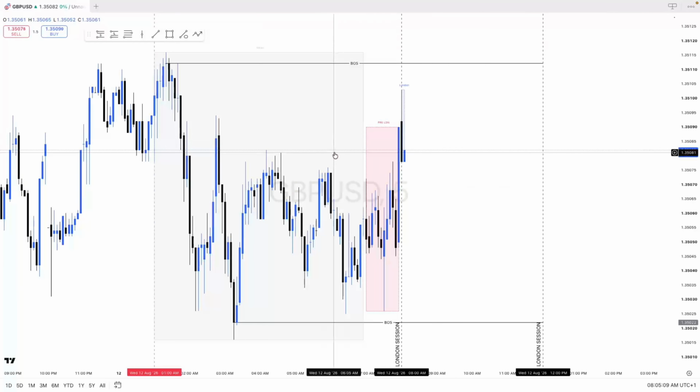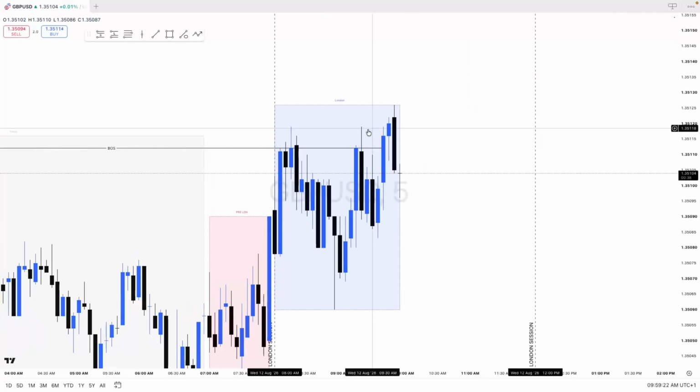But for now, we're waiting for a break structure to the upside or to the downside. So once either of that does happen, you'll get an update. If it doesn't, you'll get an update. So yeah, we'll see what happens. But that is it for now.